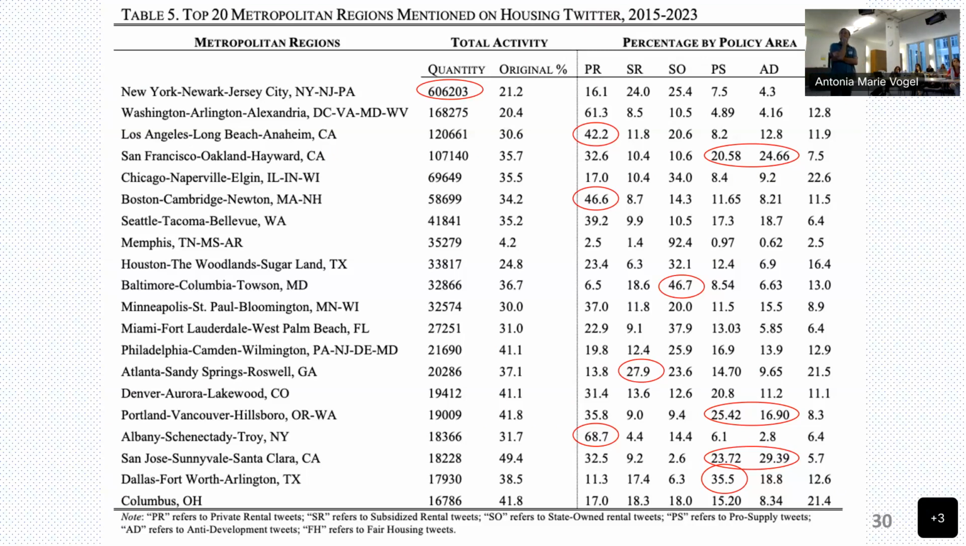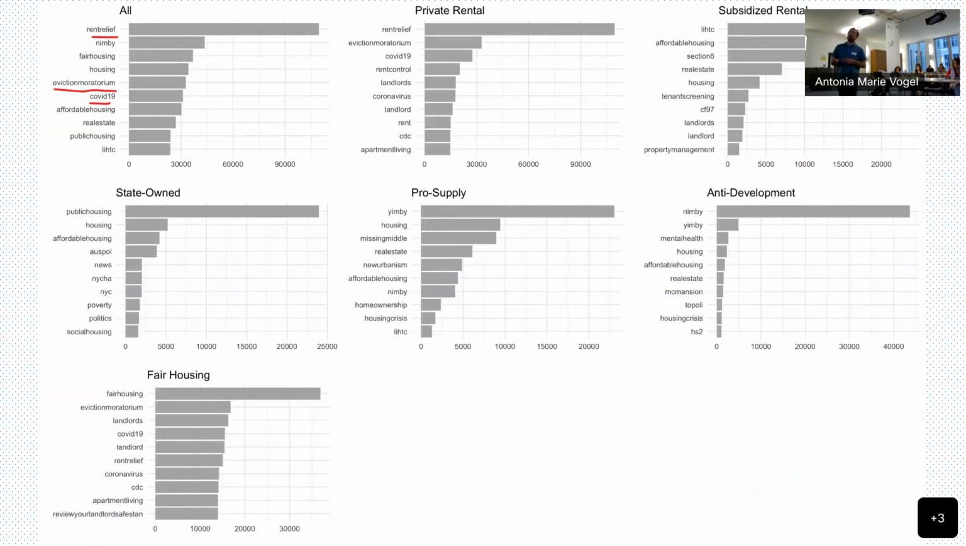And then you see this interesting dynamic in terms of pro-supply and anti-development, YIMBY issues and NIMBY issues, often paralleling each other, being high together. When it's high pro-development issues in one city, it's going to be high anti-development in another. And then in terms of the most common hashtags within each of the policy areas, among the top 6, 3 are COVID related. I mean, rent relief is by far the largest as well.